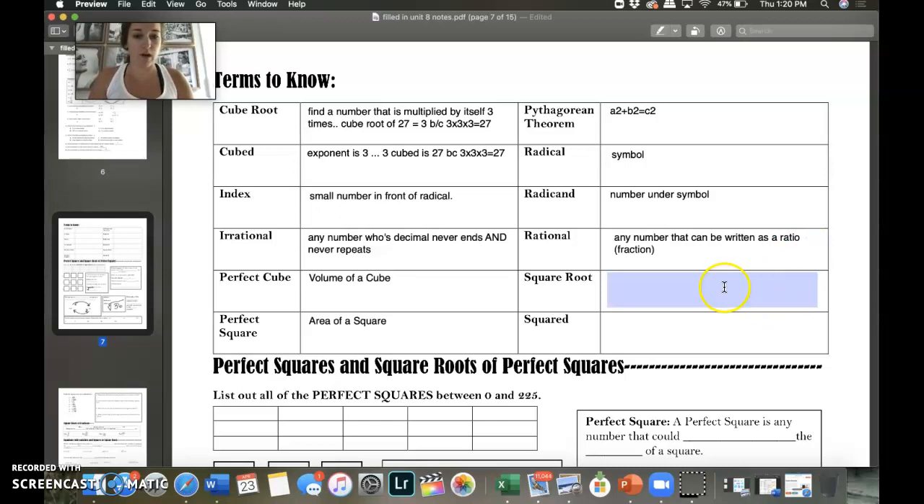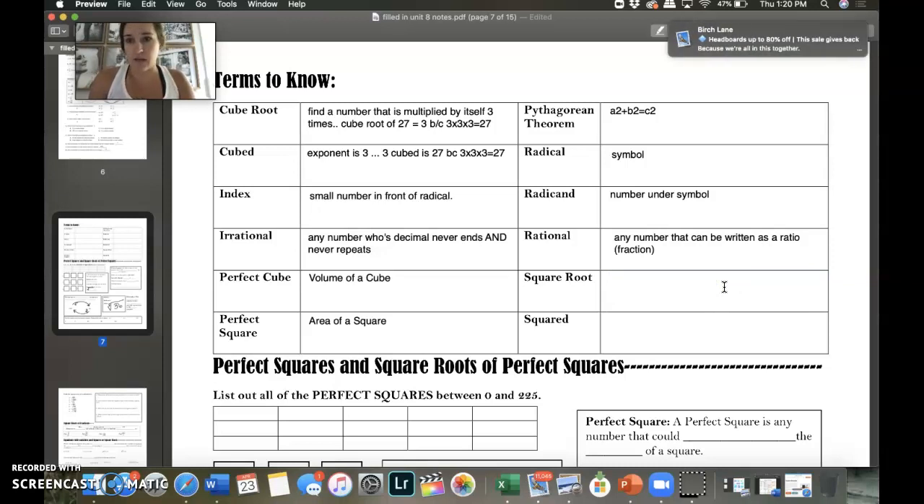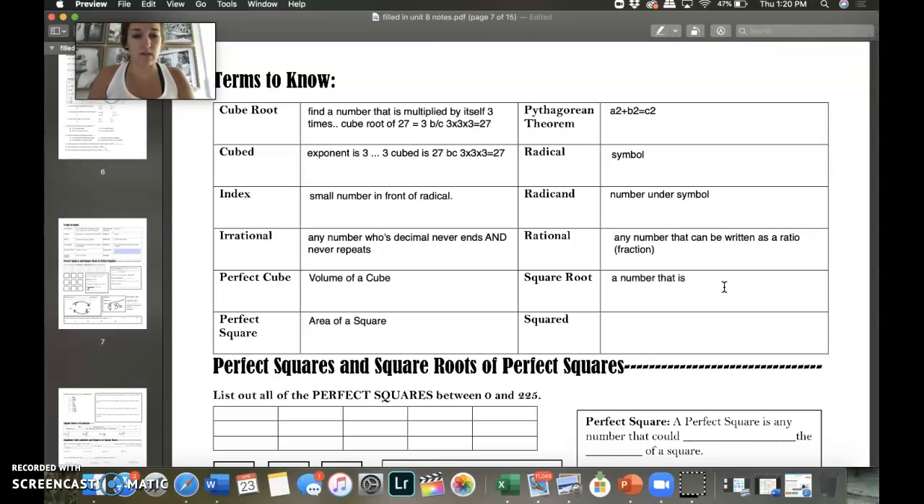All right, and then square root. Well, we've been talking about that. So square root is literally, it's a math problem again, but it's a number that is multiplied by itself twice, aka the side length of a square. Right? So if I told you that the area is 81, what's the square root? What's the side length? The side length's 9 because 9 times 9 is 81.